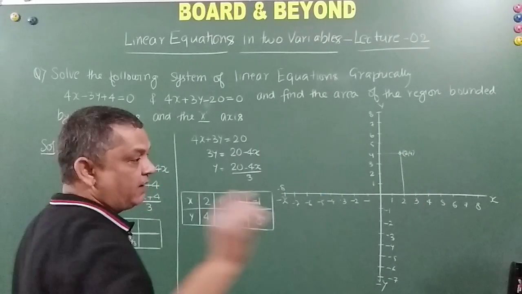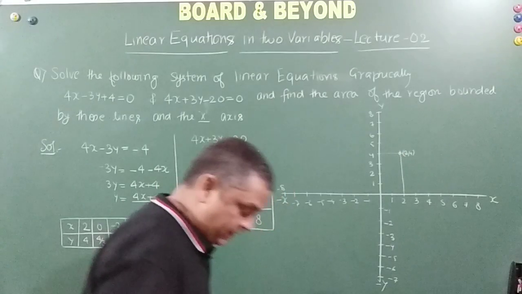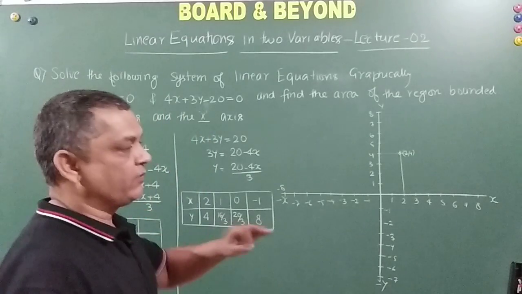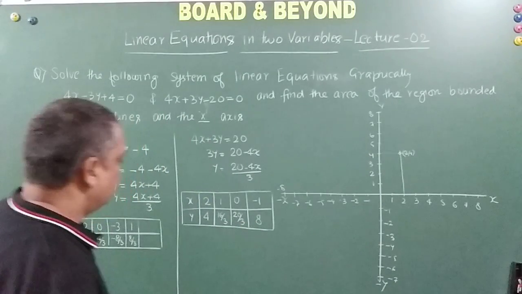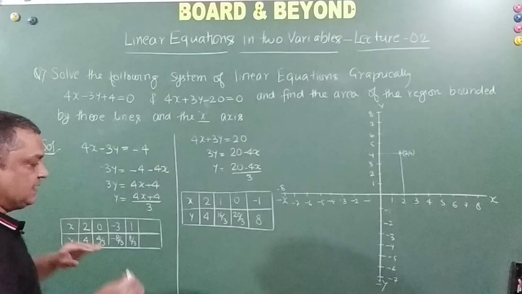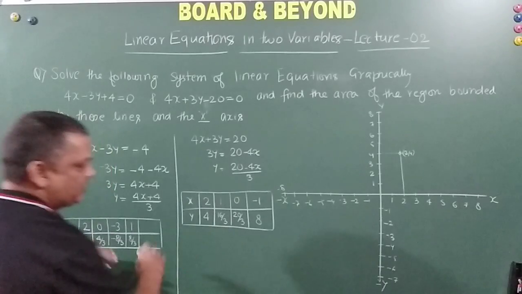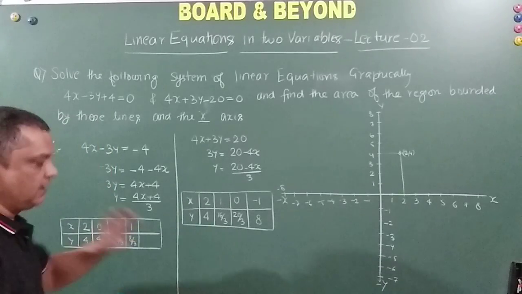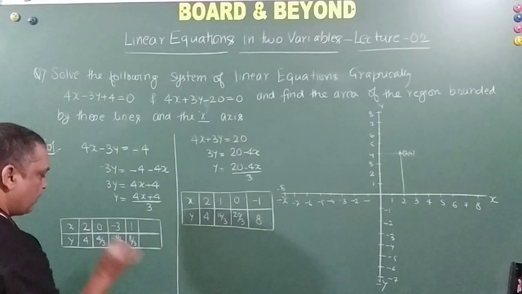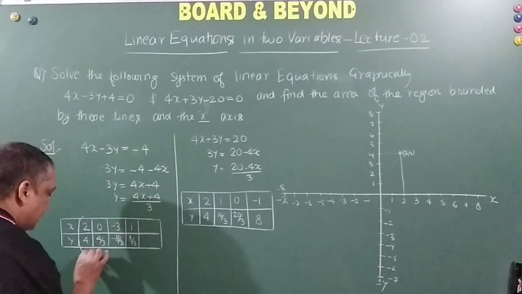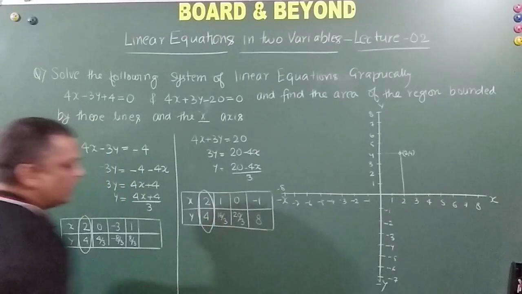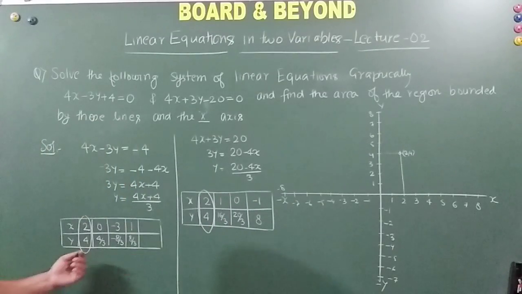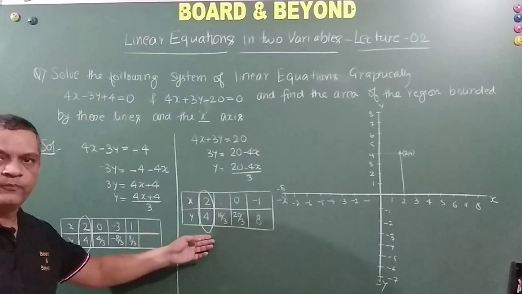Right? Okay, friends. Since we have already started plotting, I just wanted to tell you one thing before we actually start plotting. Just observe these two tables minutely. So what do you observe? Do you see that whatever I am encircling now is the same for both the equations? X is equal to 2 and y is equal to 4.